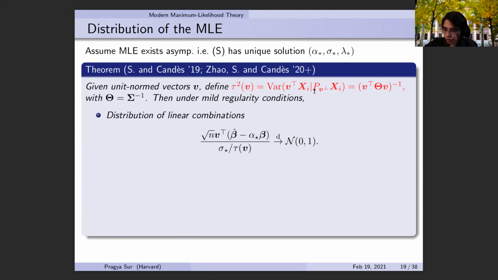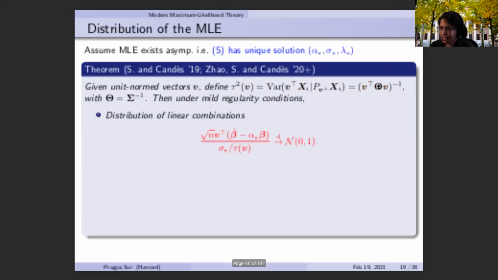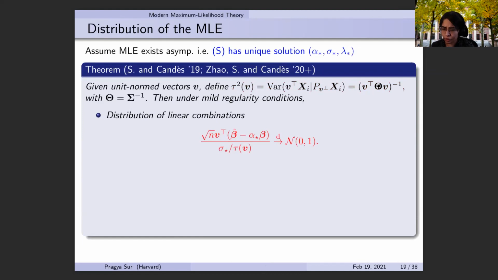Then this is the variance of, you take the ith row in the design matrix, v transpose x_i, and take the conditional variance of that when you have projected out the v direction from x_i. That's what tau squared v is. And in this Gaussian case, it can be simplified to the inverse of this quadratic form, where this is your precision matrix. So it has a proper explicit description. That's what we know about the distribution of any linear combination.